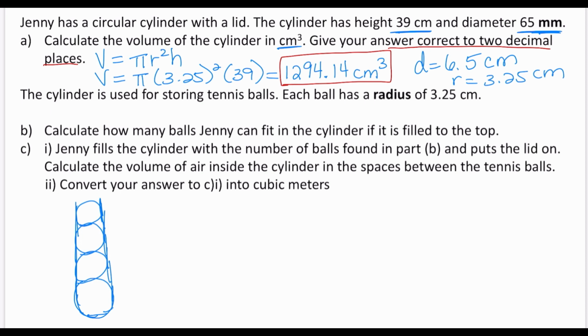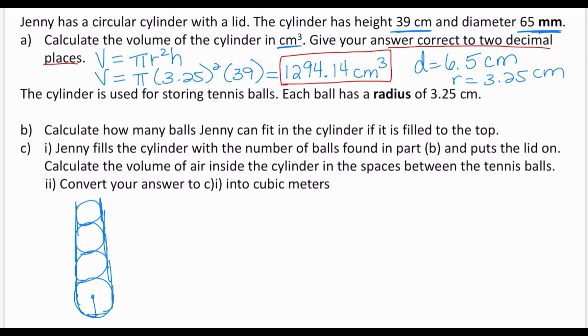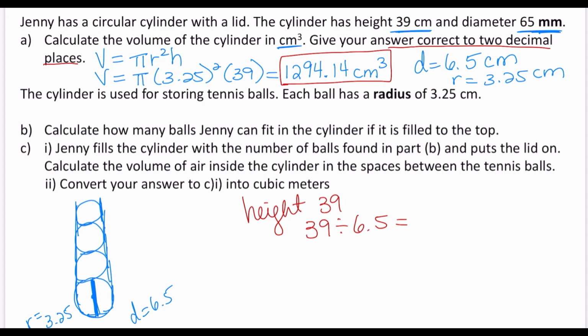You're trying to figure out how many are going to fit. The radius of one ball is 3.25, which means that the diameter is going to have to be double. So the diameter is going to be 6.5. So the height of each ball is 6.5. If I know the total height of this container is going to be 39 centimeters, then I can take 39 and divide it by 6.5 to find out how many balls are going to fit. And when you divide, you get 6. So the answer is 6 balls.